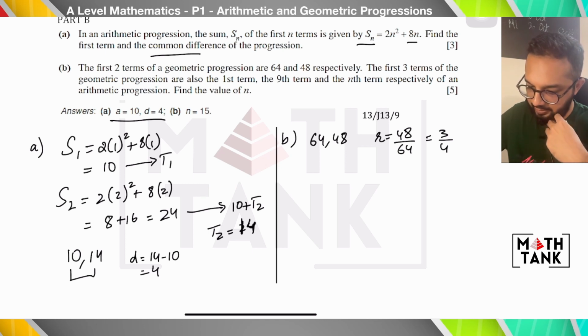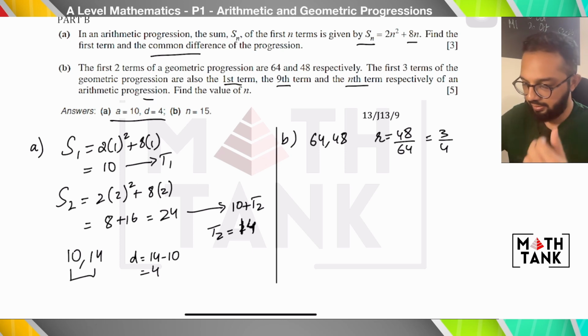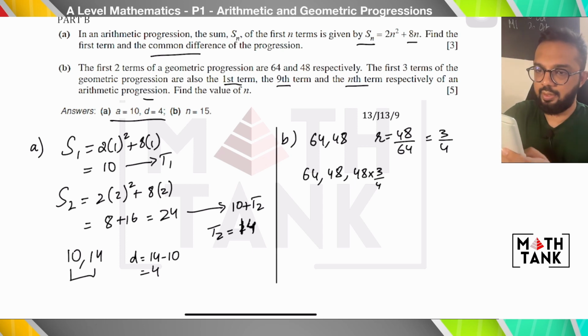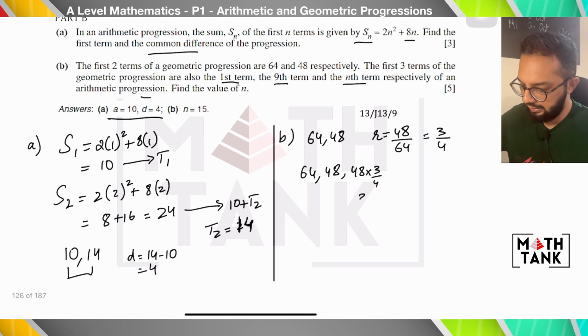And the first three terms of the geometric progression are also the first, ninth, and nth term respectively of an arithmetic progression. So if I know the first two terms, can I say that I also know the third term? It's just 48 into 3 over 4, which is 36. So A is 36.